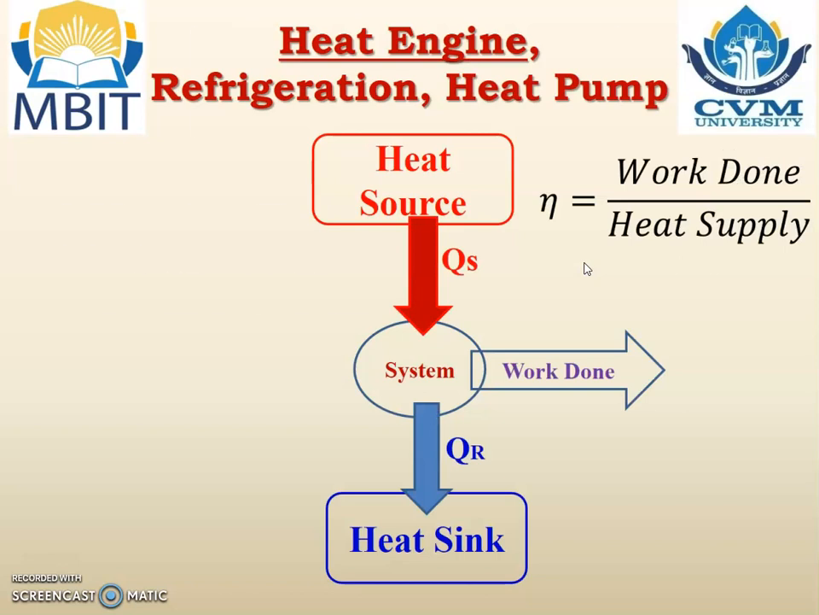See, we have studied the heat engine. Now in a heat engine, what are the different components? Heat source is one component, heat sink is one component, and the system. Heat is transferred from the heat source to the system, that is QS. The system, that is the heat engine, converts that heat into work done, and the remaining heat is rejected to the heat sink. And in that case, the efficiency of the heat engine equals work done upon heat supply. So that we have studied during the heat engine.